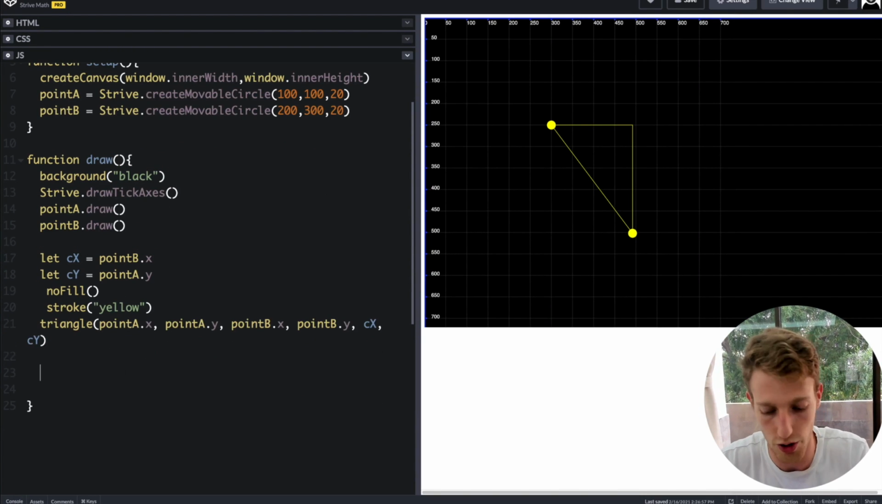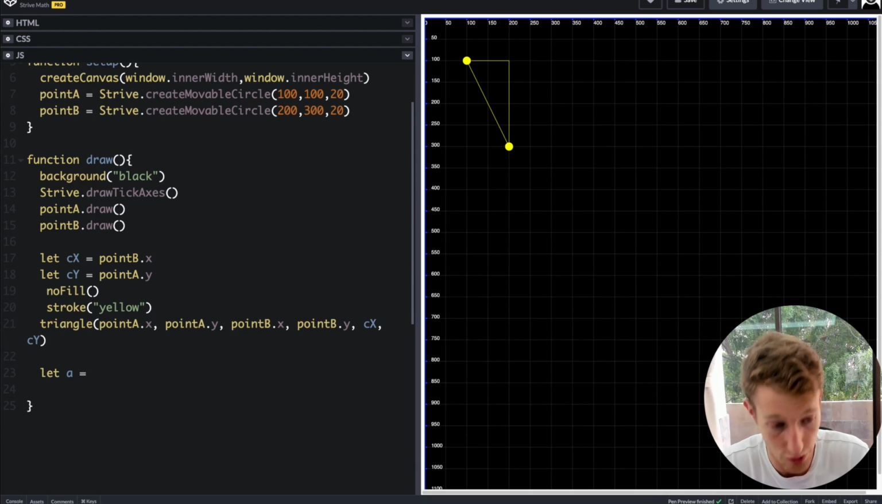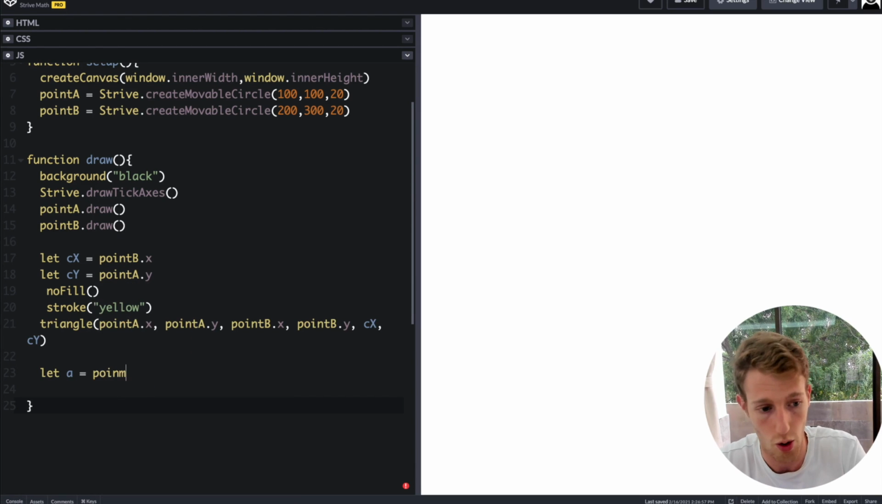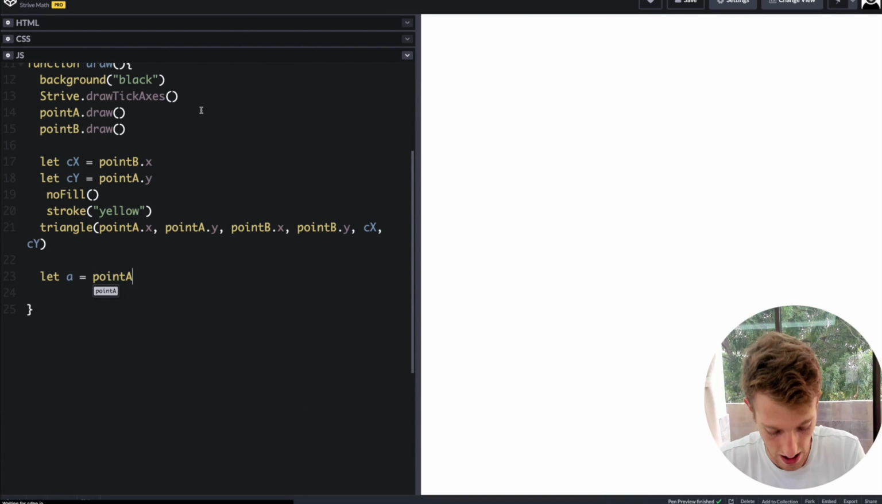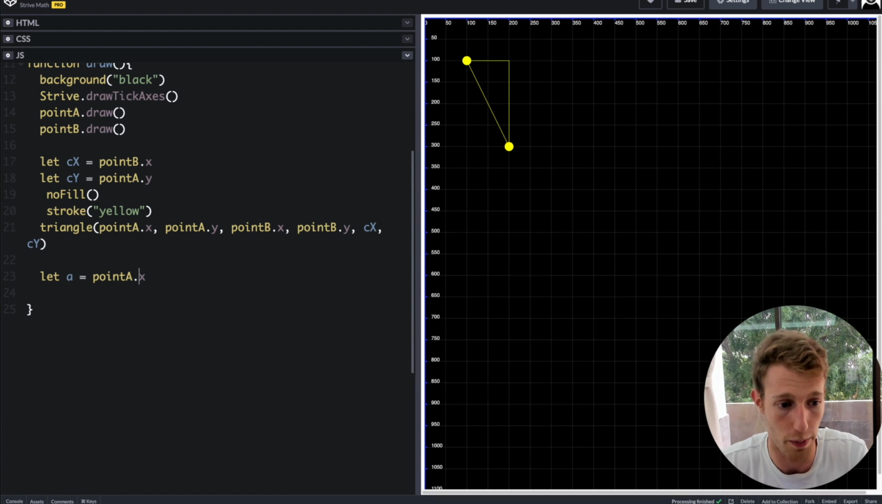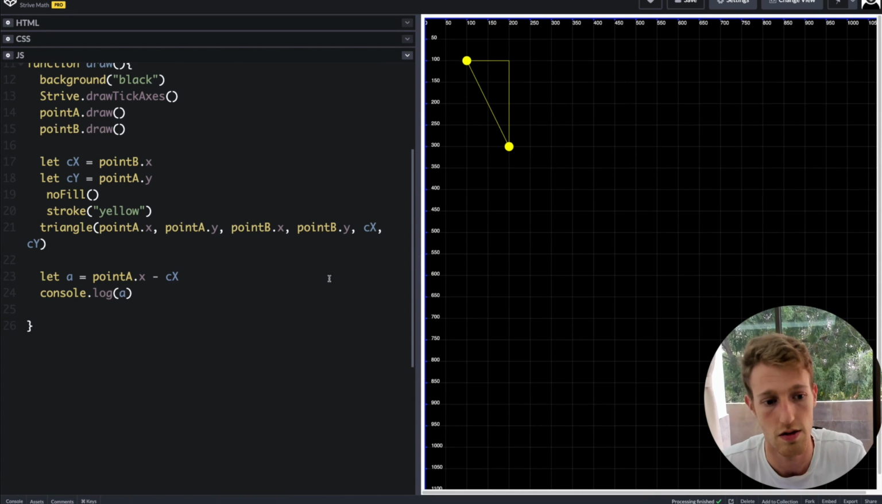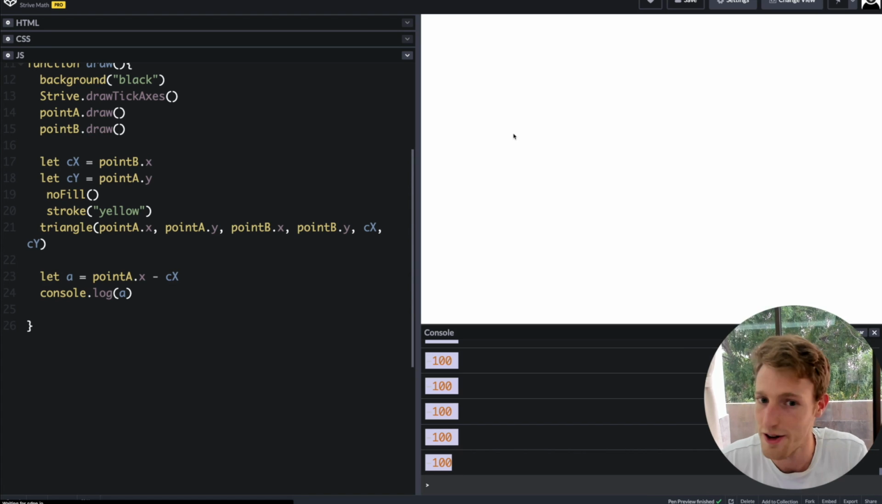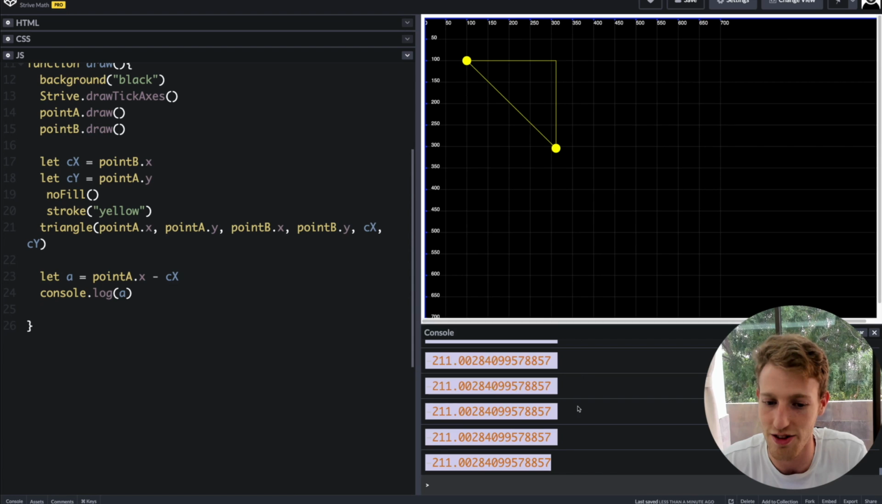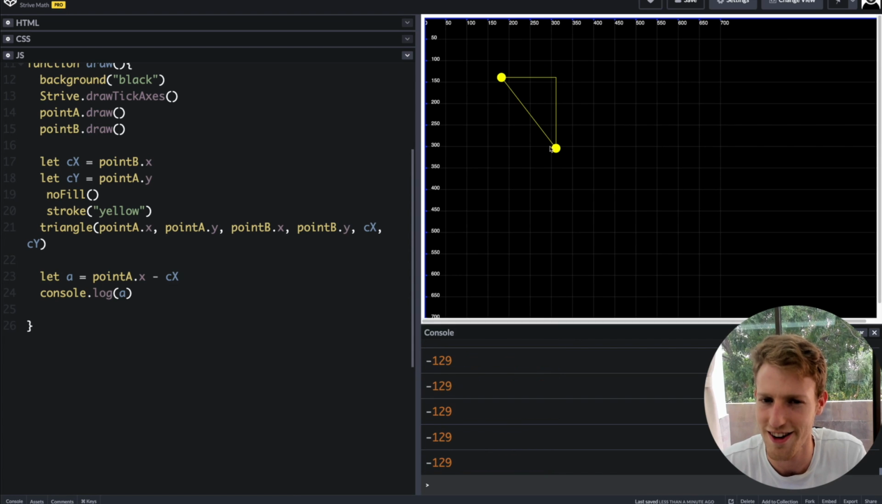So let's make a new variable. Let's call it a, lowercase a. And a is going to be equal to, as we just said, point A dot x minus point C dot x, which is Cx. We can test this. Let's just console.log it, which will be the easiest way to see. And if I open up my console, ooh, we're getting a negative. Why do you think we're getting a negative? It should be a positive distance.